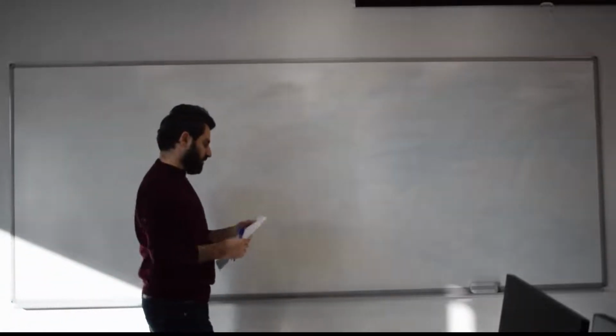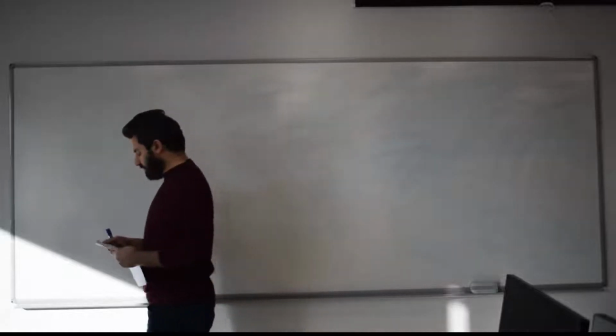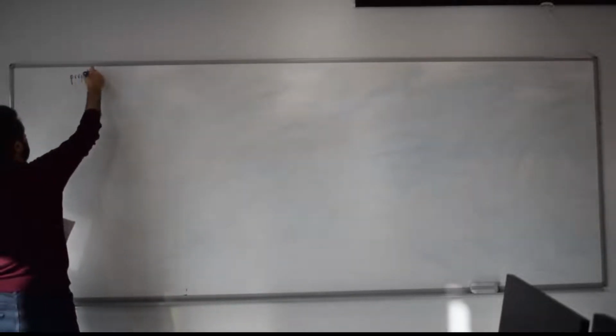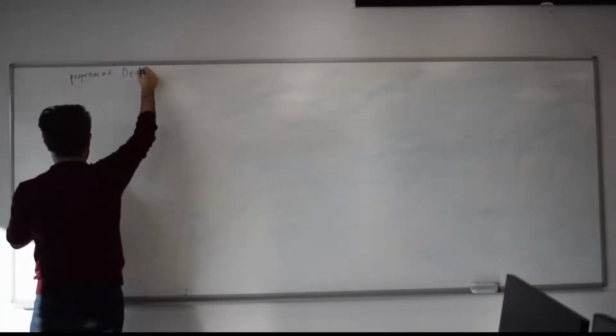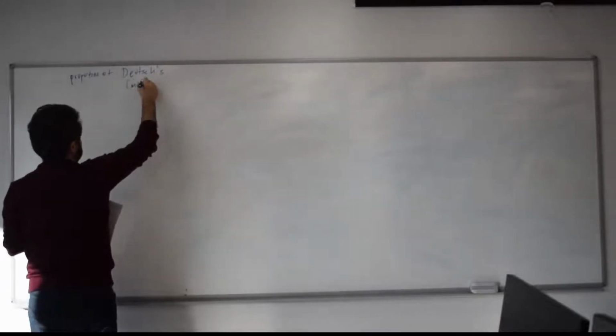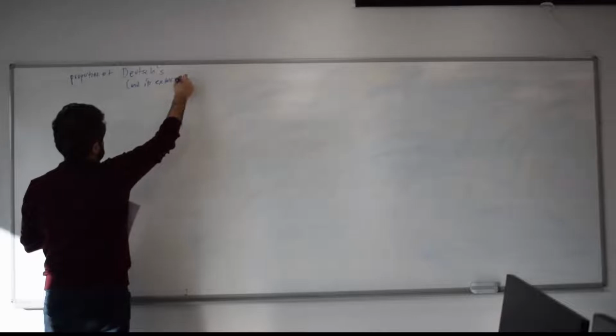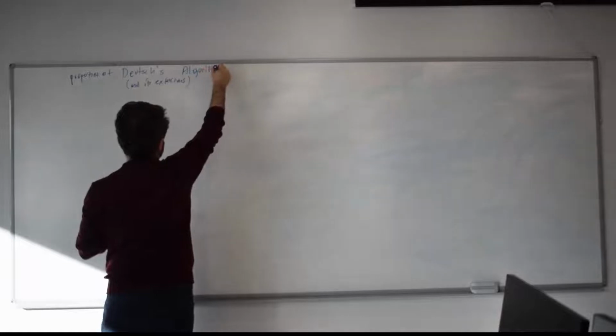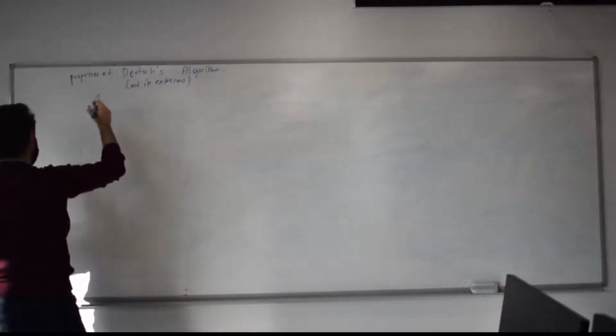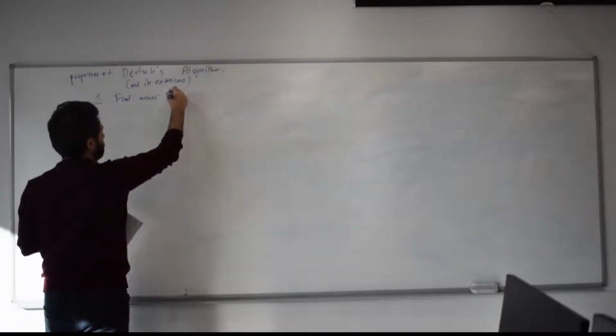So in Deutsch and its extension, we actually had two properties. One of them is that the final answer was found with a single query. That was the first property. Properties of the Deutsch algorithm: the first property was that the final answer is found with a single query.